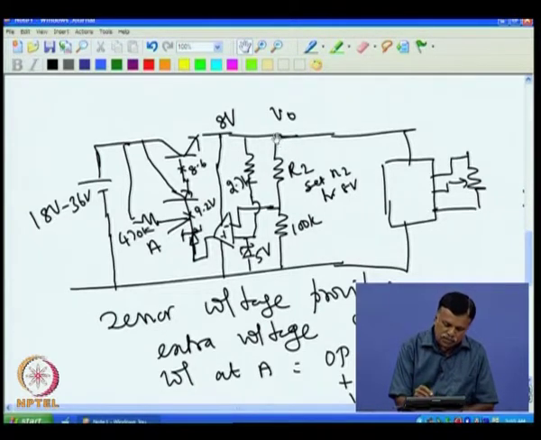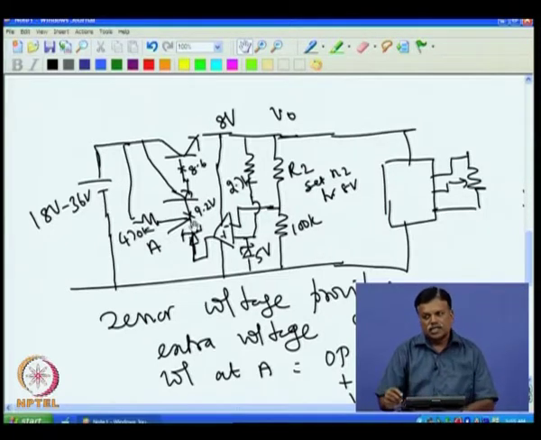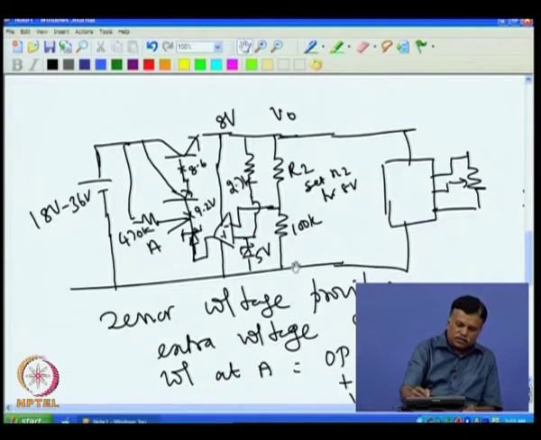So, in case it goes below 8, then this point will go below 5 volt. Since this is lower than 5 and this is 5, the output will go high, then this also will go high, and the output also will increase. So, essentially if I am keeping this at 5, this also comes at 5, and that is how the regulation is done, and the circuit regulates and provides us with the 5 volt.